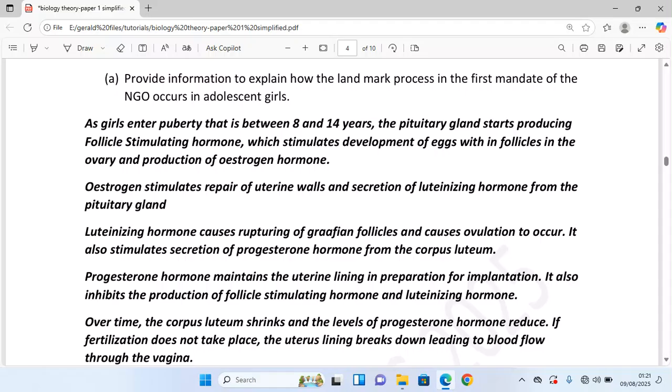What does it do? Progesterone hormone maintains the uterine lining in preparation for implantation. It also inhibits the production of follicle-stimulating hormone and luteinizing hormone. It is the one that is preventing any form of successive pregnancy. If someone's egg has been released, there is no other egg that should come. Why? Because progesterone hormone produced after ovulation ensures that follicle-stimulating hormone stops and so does estrogen, so that another egg does not mature in that time.